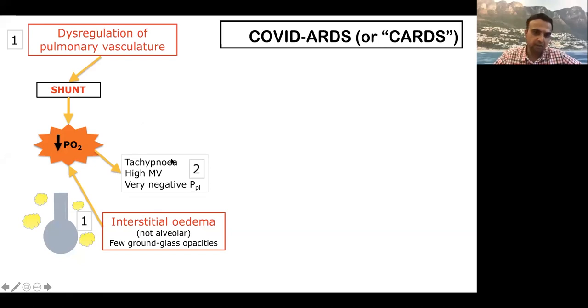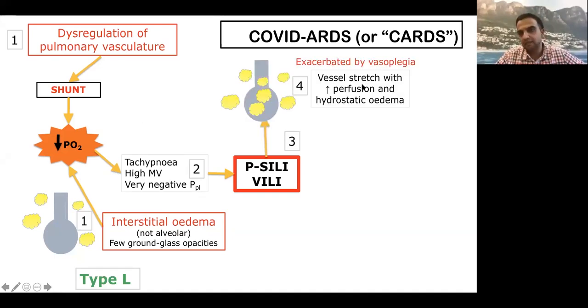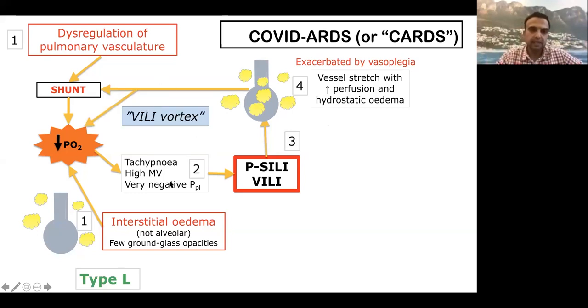And this causes the patients to become tachypneic with high minute ventilation and a very negative pleural pressure, but forget about those mechanical terms. And this here is the L type of ARDS that I explained to you. Because of this tachypnea and the increased work of breathing, the patient is breathing very fast and very deeply. This causes PCLE, basically the patient's self-inflicted lung injury. And that causes vessel stretch and causes edema, as I explained to you, that the blood vessels become more leaky. And this basically spirals the patient into something called the Willi vortex, and this is basically something that drives the patient down.